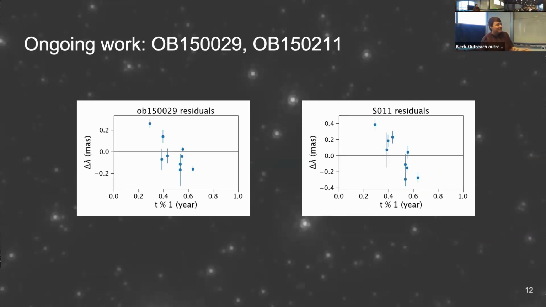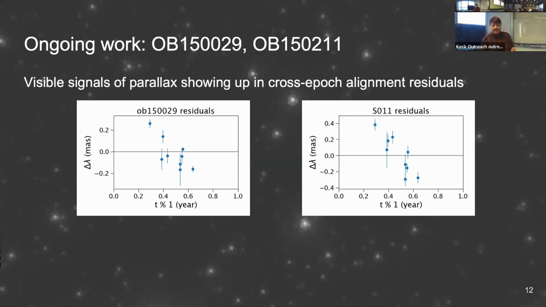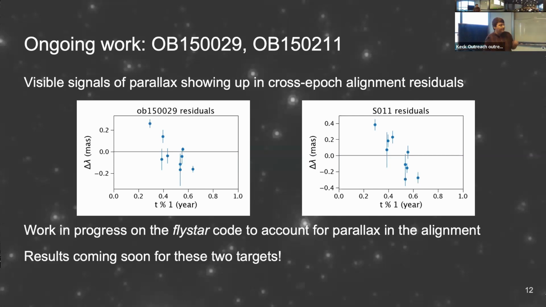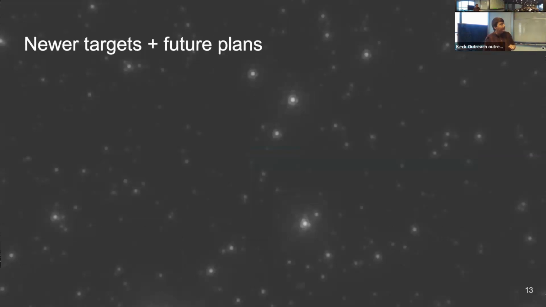We've got a couple more events in this sample that, again, we don't have final results yet for, but this is for a pretty interesting reason, which is that in our astrometry, we're actually picking up parallaxes for at least a couple of the stars in our images. And so when we phase fold our data, put it in ecliptic coordinates, we actually see these curves that are consistent with parallax in some of our stars. So I am working right now on developing our FlyStar code to account for more complex models of stellar motion that includes parallax instead of just linear proper motions. And so we'll have more results coming soon with those 2 targets.